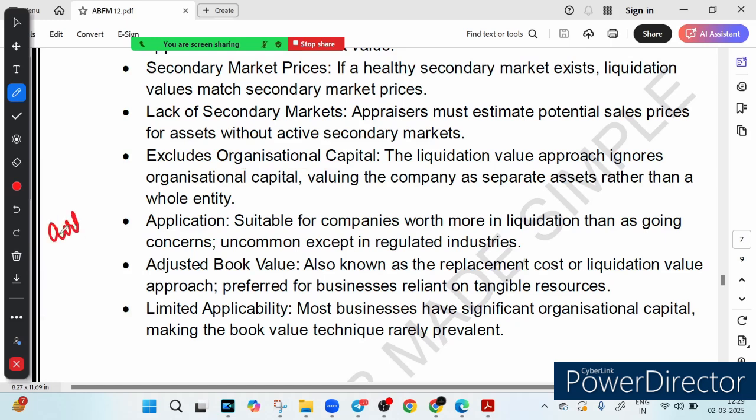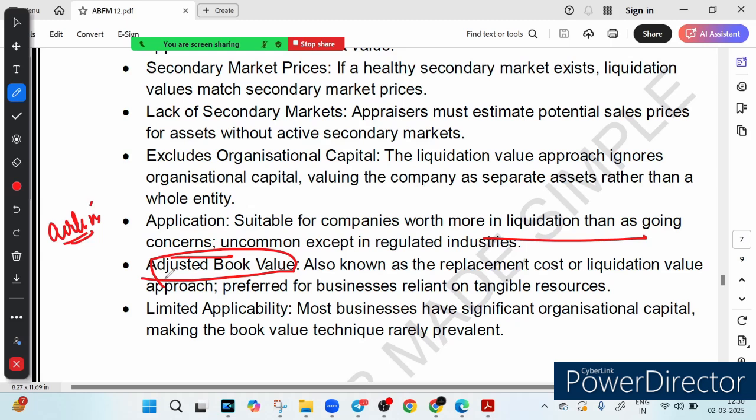A failing airline is the best example of it, right? Because it might sell its planes separately instead of trying to keep the airline running. So basically those companies that are worth more when sold in parts, right? Then we have something called the adjusted book value approach, also called replacement cost or liquidation value approach. It is useful for companies that rely heavily on tangible assets like factory, land and equipment.